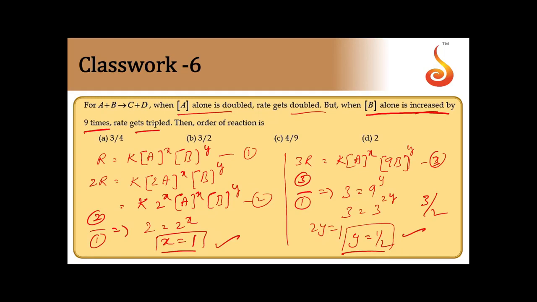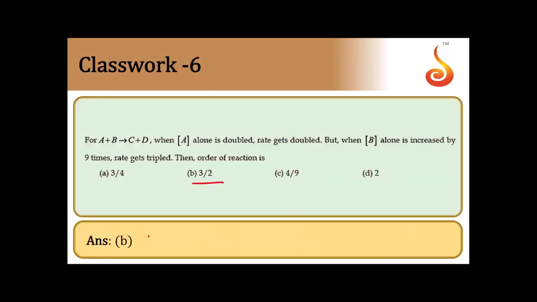So we have written rate equation R is equal to K into A power X, B power Y. X and Y are the orders with respect to A and then B. So when A is doubled, rate gets doubled. We have taken equation 2, R is doubled here, A is also doubled here. When B alone increases by 9 times, we have taken concentration of B as 9 times here. Then rate is tripled, we have taken here 3R. So we got X is equal to 1 and Y is equal to 1 by 2. Summation is equal to 3 by 2. So option is B. B is the answer, 3 by 2.